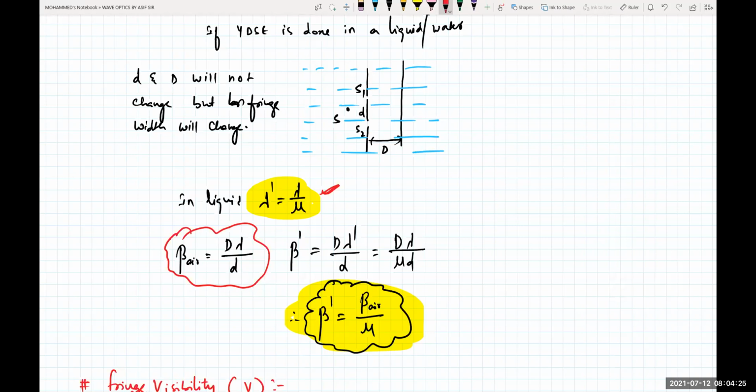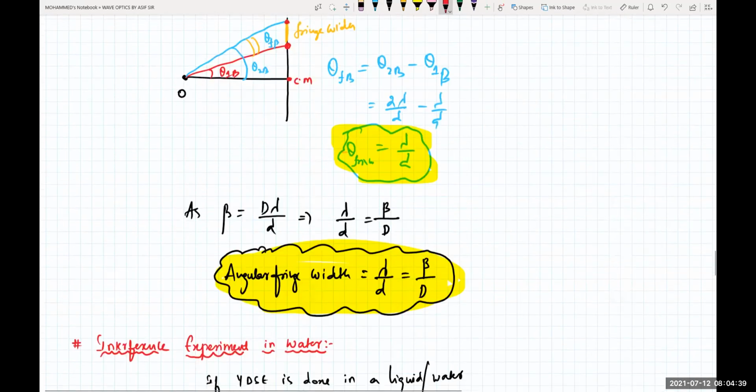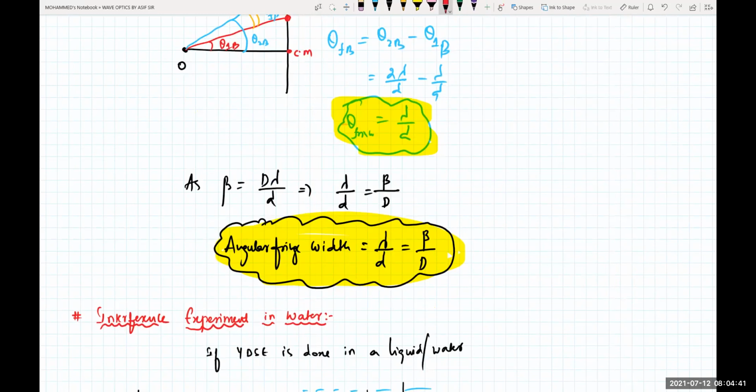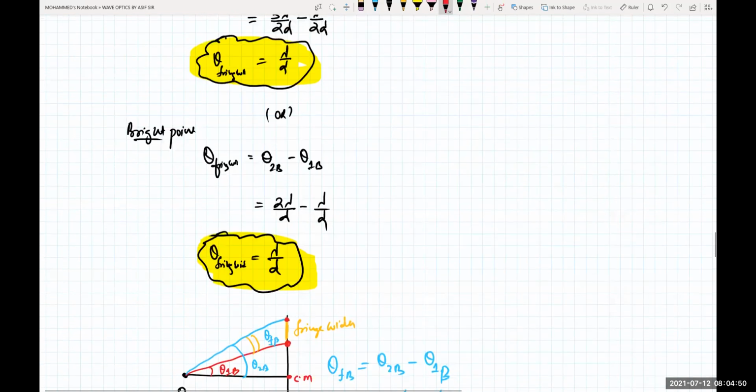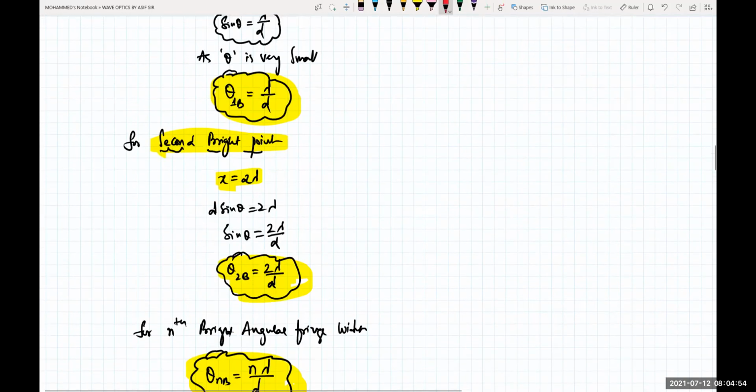Okay, so beta in air is capital D into lambda by small d, and beta dash will be equal to capital D into lambda dash divided by d. So substituting the lambda dash value and simplifying, we'll be getting beta dash equal to 1 by mu times beta in air. Okay. And the angular fringe width basic formula is theta equal to lambda by d, and that lambda by d is also equal to beta by capital D. So this is again a very important formula you need to remember. Because all of these derivations are only for your understanding, but the final results are important, which are used for doing the numericals.